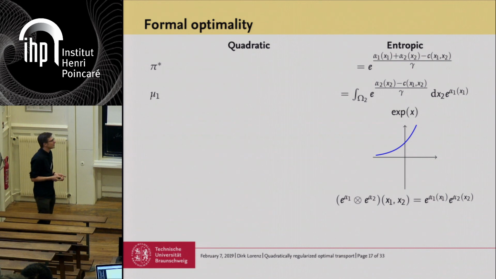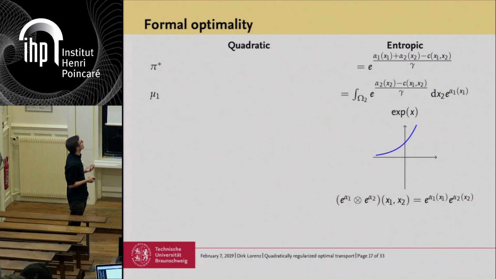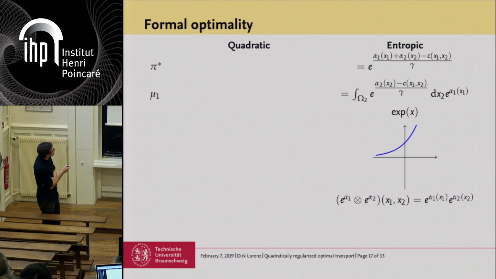Okay, so there are some formal observations. What is going to change if we move from entropic regularization to quadratic regularization? So for entropic, we have this very nice characterization. The optimal plan is always of this form. It's e to the alpha 1 plus alpha 2 minus the cost function divided by gamma. And because you have this property of the exponential function, you can just write this as a product and have this nice formula for the marginals. The one marginal, mu1, equals this integral multiplied by e to the alpha 1 over here. And if you exchange 1 and 2, you get the formula for the second marginal.